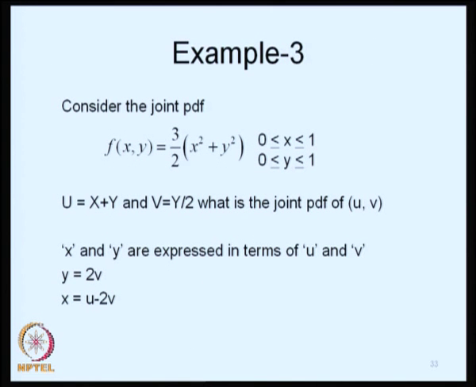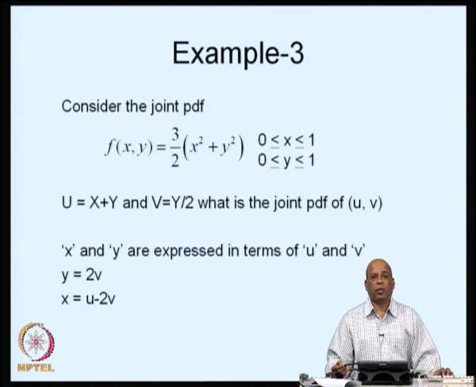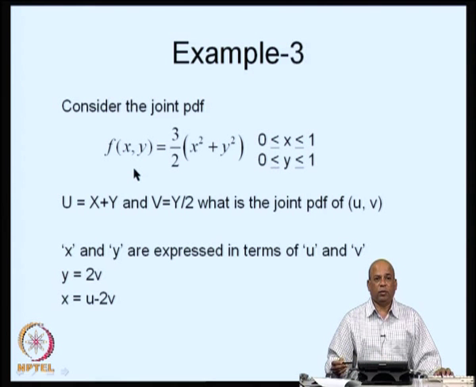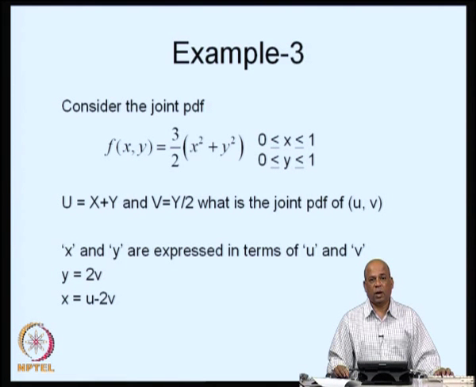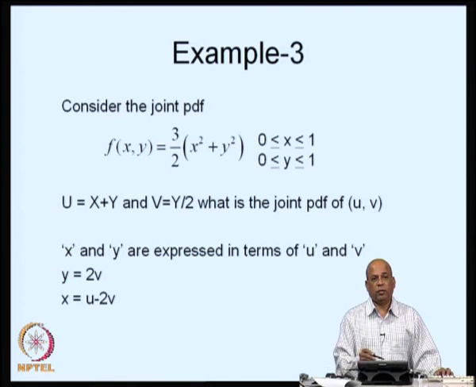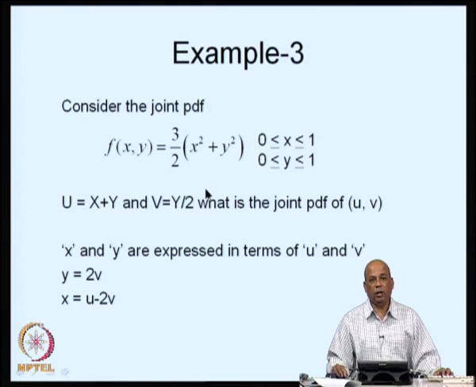So, we will take this example to drive home this point. f of x y, which is a joint density function, is given by 3 by 2 times x square plus y square for the range x varying between 0 and 1 and y varying between 0 and 1. We will define the functions u is equal to x plus y and v is equal to y by 2, and we are interested in obtaining the joint density of u comma v.